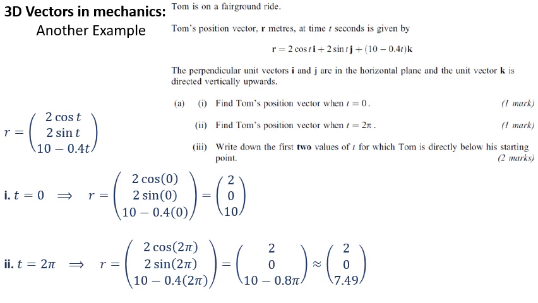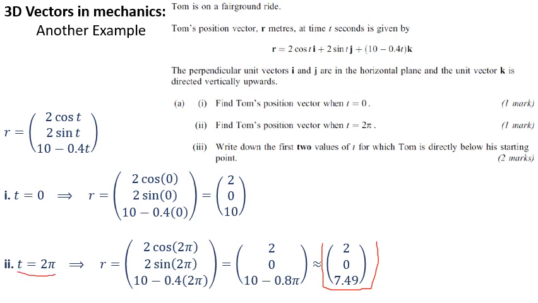The last bit, write down the first two values of t for which Tom is directly below his starting point. We already know his starting point, 2, 0, 10. Directly below means the i and j components have to match. So the first time he's directly below is actually this that we've just calculated here. This happens when t equals 2 pi.